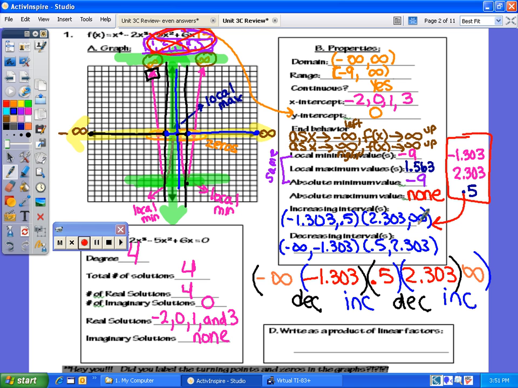The last thing we need to do is a product of linear factors. So I'm going to write the opposite of each of these factors. So the first opposite would be x plus 2. Always start off with y equals. Then I have x plus 0. Well, x plus 0 is really x. So that x is always going to be my leading variable.